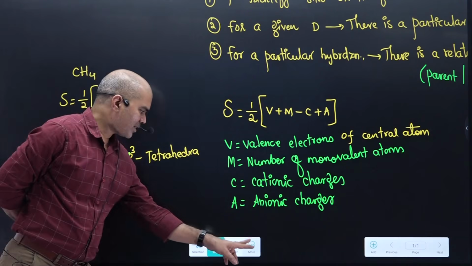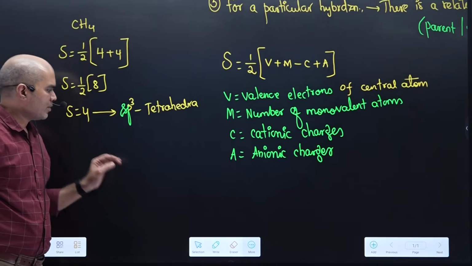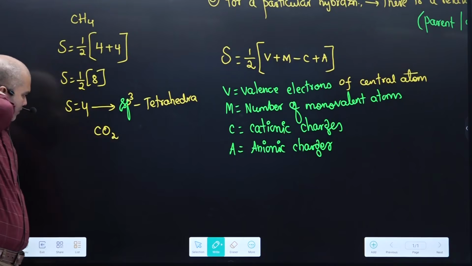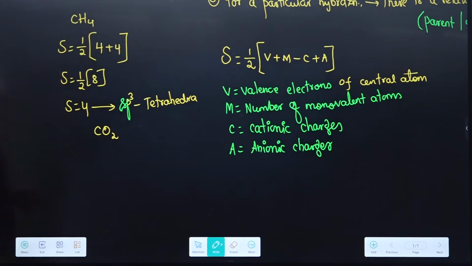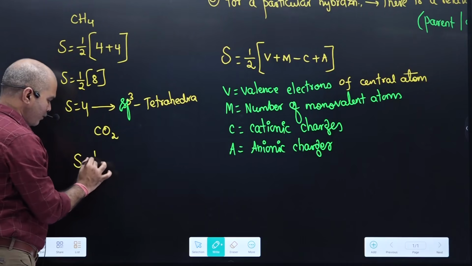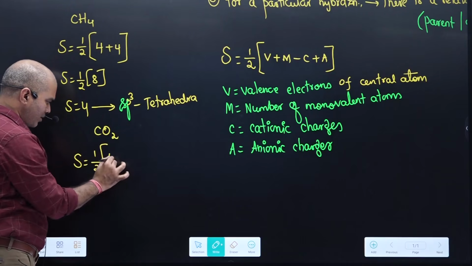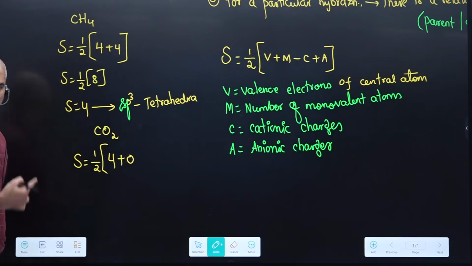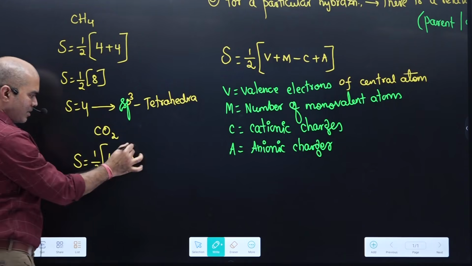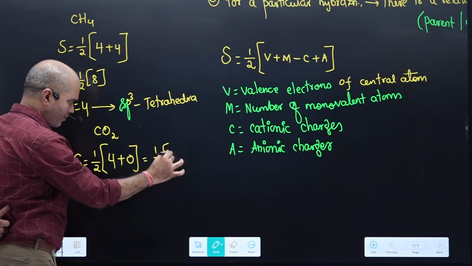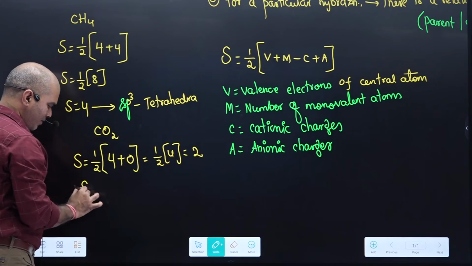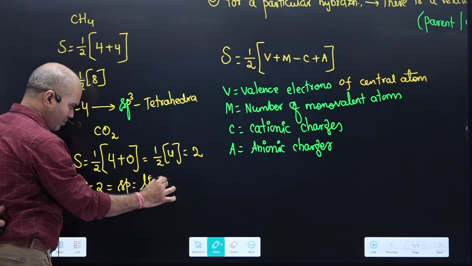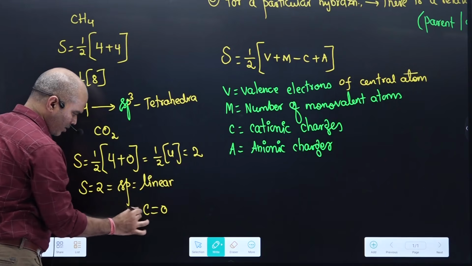Just one more example we'll consider, not more. We have to enter into our mainstream. Let me take CO2. Tell me the steric number. CO2, steric number, half of. Central atom is carbon. Valence electrons are 4. Monovalent atoms are 0 because both are oxygens. No cationic charges, no anionic charges. So it is half of 4. Steric number is 2. Wherever steric number is 2, hybridization has to be sp. Geometry must be linear. So this is the geometry of CO2.